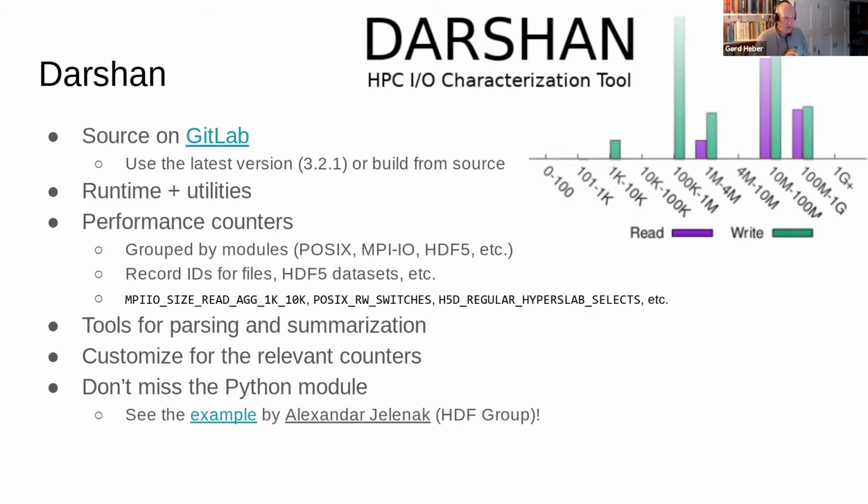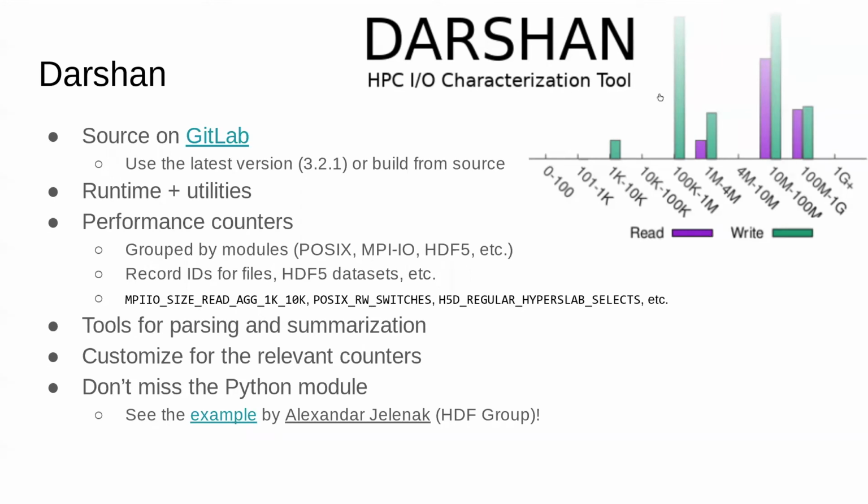It gives you performance counters for POSIX, MPI-IO, and HDF5, and it organizes them as streams of events or performance counters that are tagged by record IDs, with separate record IDs for individual files. If you build it with the HDF5 support for datasets and files, you get performance counters like how many reads occur in my application of a size between 1K and 10K, how often did POSIX switch between reads and writes, or in the case of the HDF5 module, how many of these regular hyperslab selections did I do? And out of the box, you get tools for parsing these Darshan files and summarization.